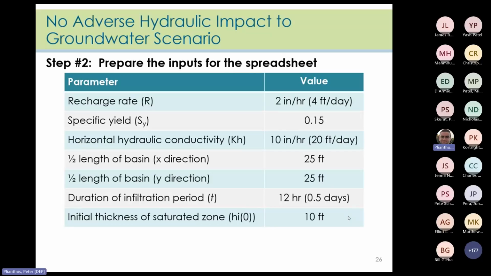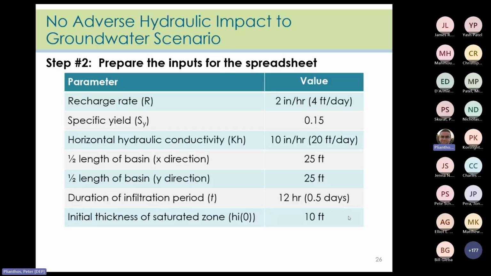The recharge rate is the first parameter entered into the hand-touch spreadsheet, but it needs to be converted to feet per day if you are using the older version. Feet per day is just inches per hour times 2, so here you would use 4 feet per day for R. The specific yield is set equal to the default value of 0.15.